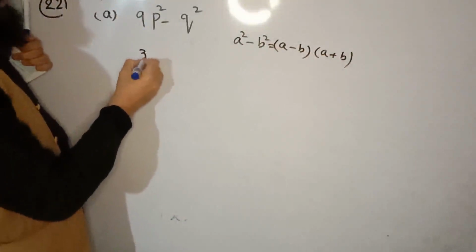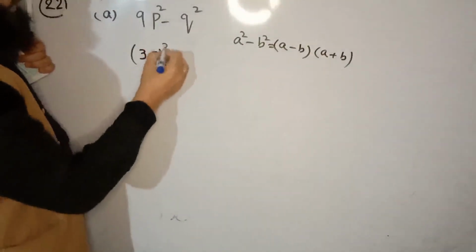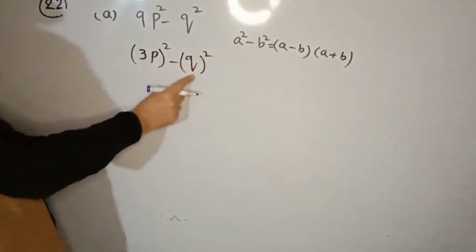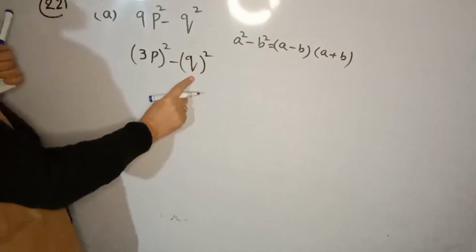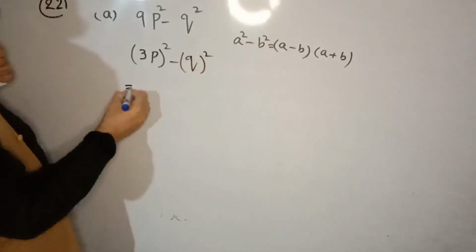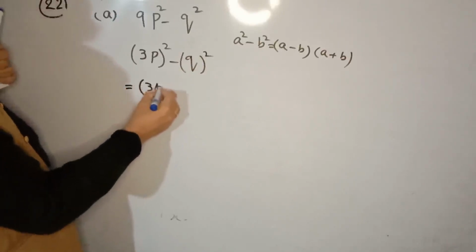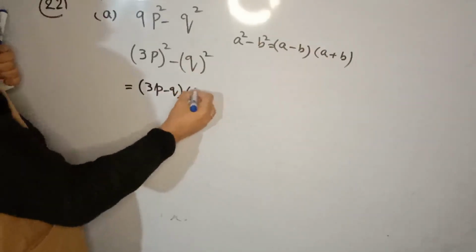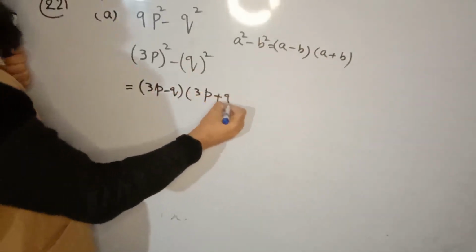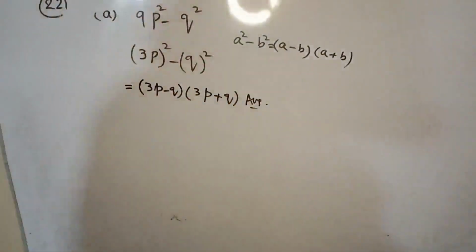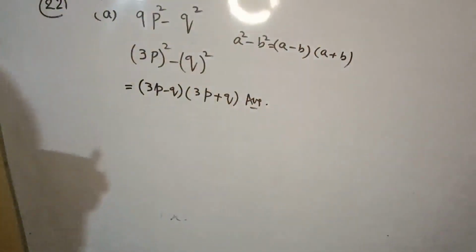9p square is equal to actually 3p whole square minus q square. So this is a square minus b square. A is 3p and b is q. So put values here. A square minus b square is a minus b into a plus b. A minus b is 3p minus q into, a plus b is 3p plus q. That's it. That is the answer of the question. So we have factorized completely the given expression of 9p square minus q square.